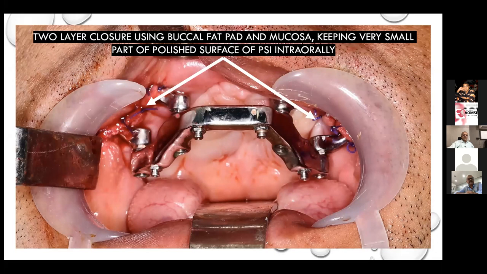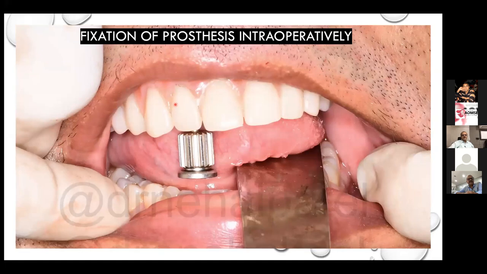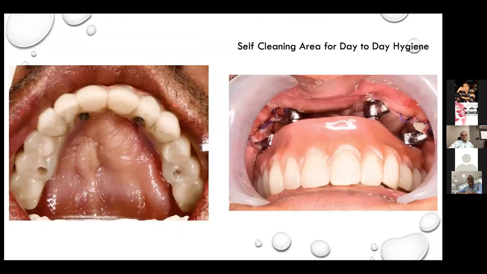So now your only visible surface is two studs or four studs of implant in the bar, and then you can fix the prosthesis with the screw. So this is the prosthesis you get. You can see here there's a good self-cleaning area, and the patient can use a water jet for cleaning this area.